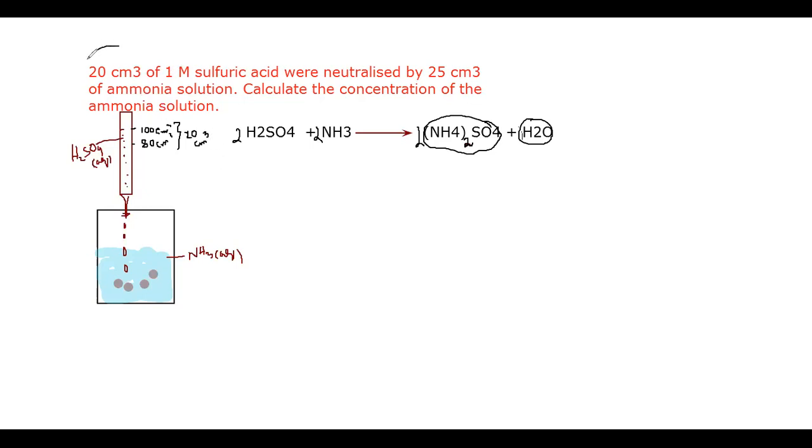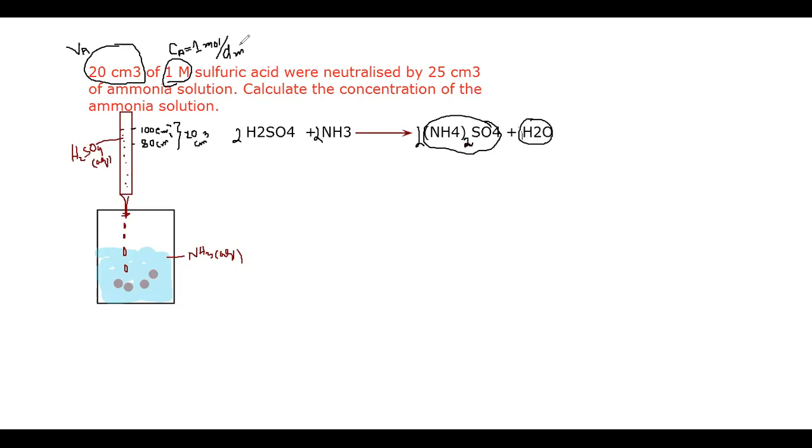Now the 20 cubic centimeter volume has been given here. This is the volume of sulfuric acid. I'm using VA. VA means the volume of the sulfuric acid. This is 1 M. This is the concentration of acid given here, that is 1 mole per dm cube. 1 M means 1 mole per dm cube. This is the concentration of the sulfuric acid.